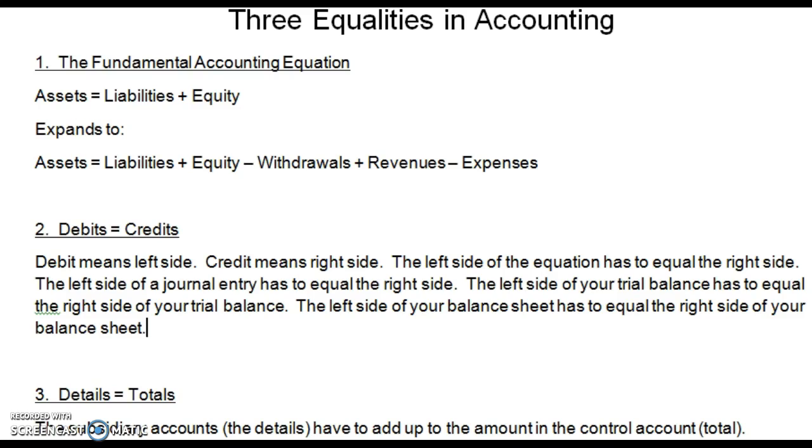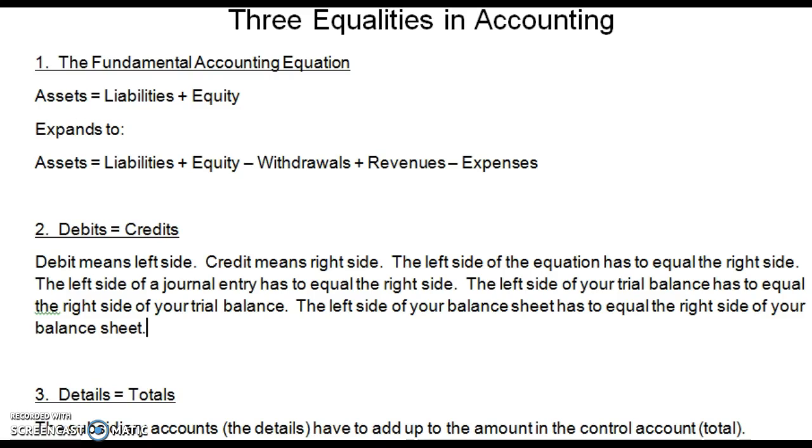The third equality we look at is what they call control equals subsidiary, which means that control is the total, and the details have to equal the total. For example, all that's saying is that in your accounts receivable, you've got a bunch of people who owe you different amounts of money, but the total of all your details has to equal the total that you put on your balance sheet as the grand total of what everybody owes you.